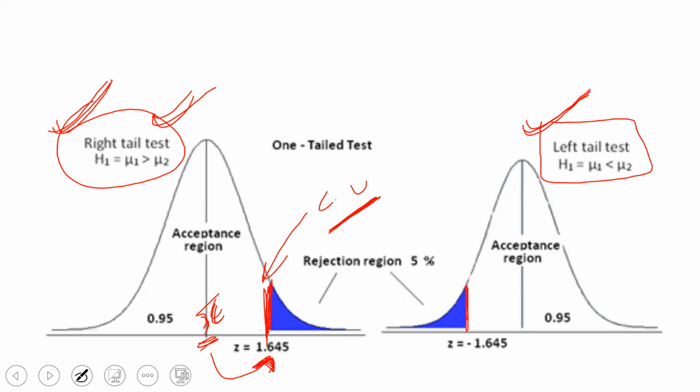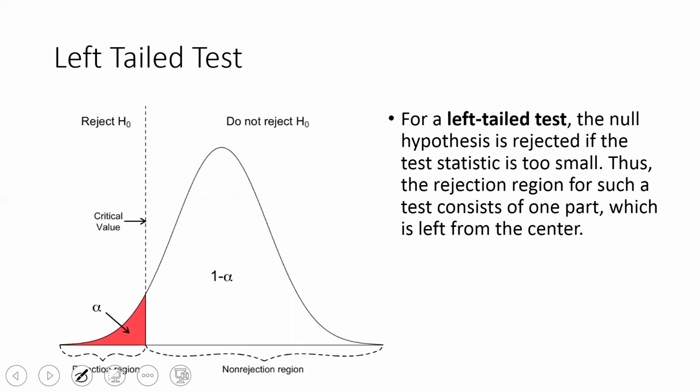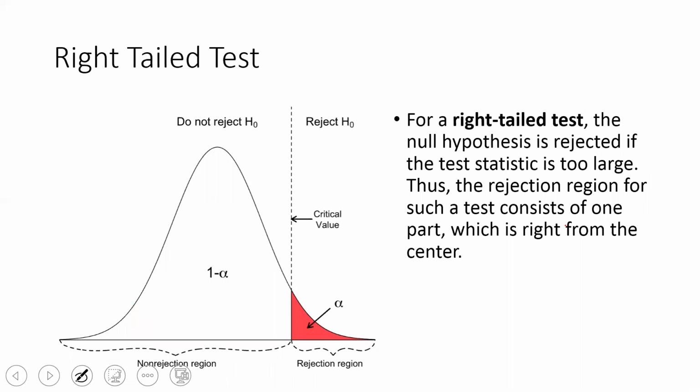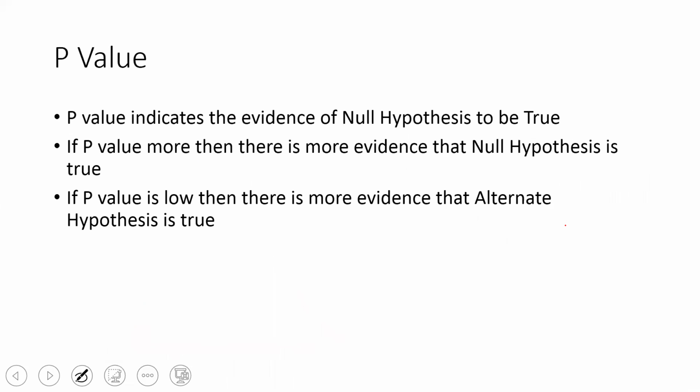Here, this will be my rejection region and this will be my acceptance region. Like the left tail test, we have seen what happens. And we'll also see what a p-value is.